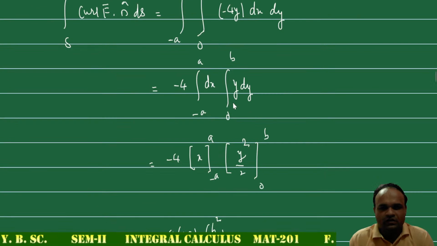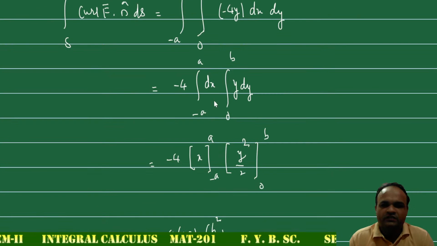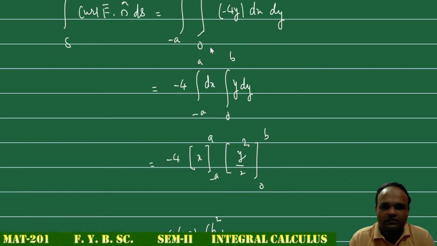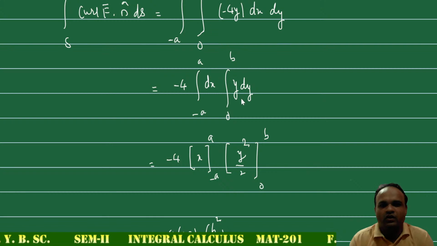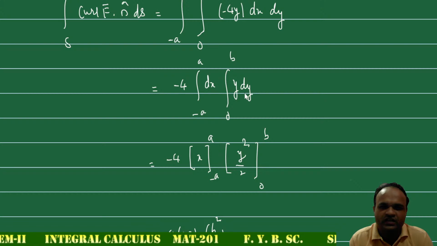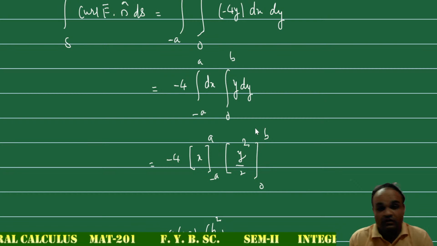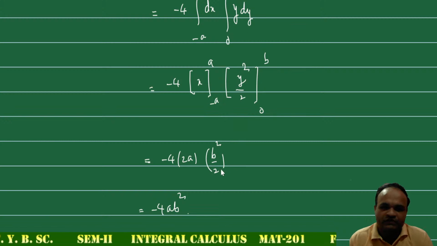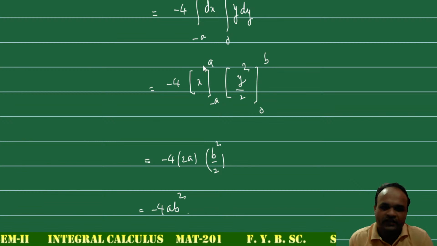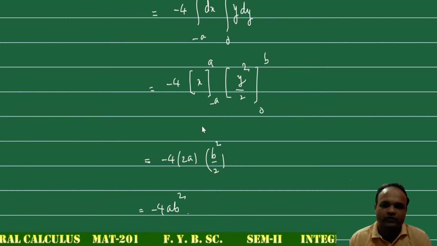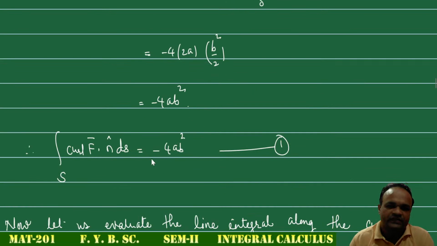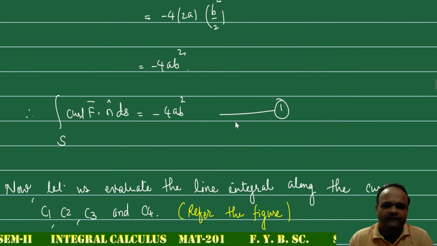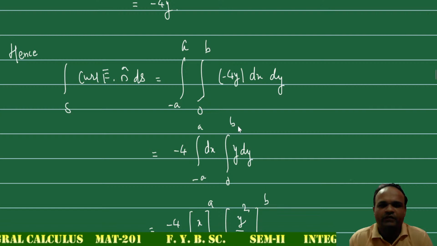So we solve this double integral. First solve the integral from 0 to b of minus 4, which is outside the integration, and integration of y dy. Putting limits of integration with respect to y, you get b square by 2, and integration of dx from minus a to a is just 2a. So the resulting value of this integral is equal to minus 4ab square. This is using the definition of the surface integral directly.